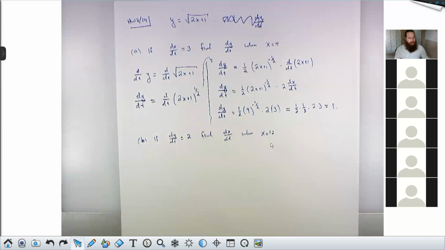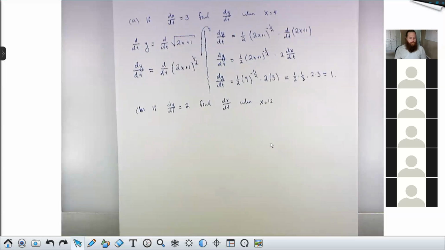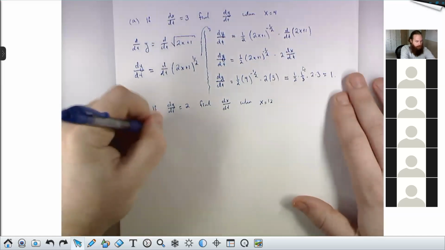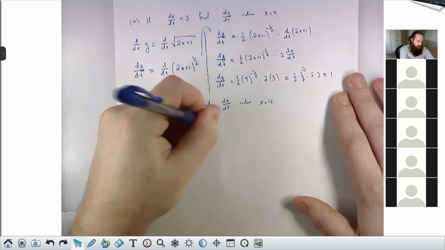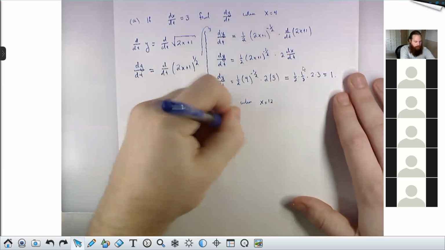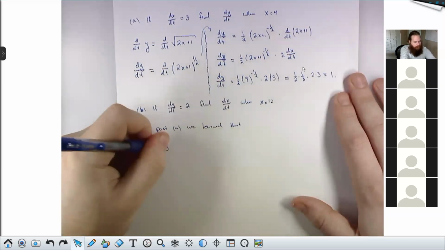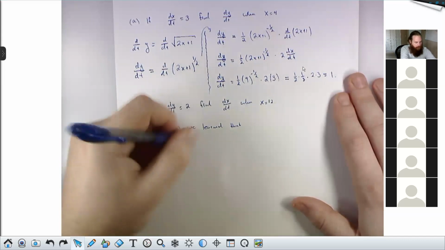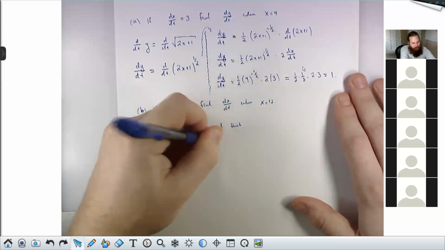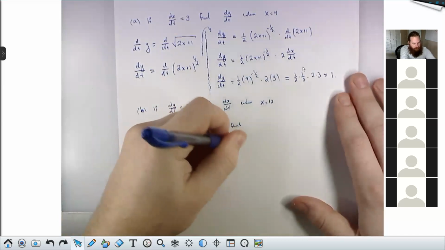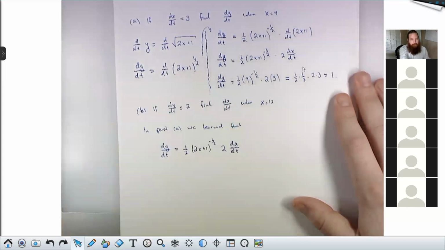For part B, I don't need to start fresh. For part B, I can take this relation right here and use it to finish what I'm trying to do. So in part A, we learned that dy dt is equal to 1/2 times (2x plus 1) to the negative 1/2 times 2 dx dt.